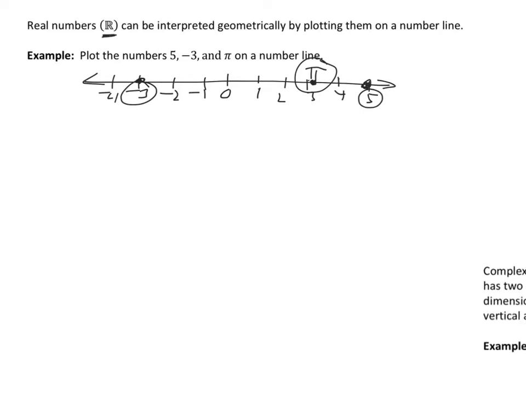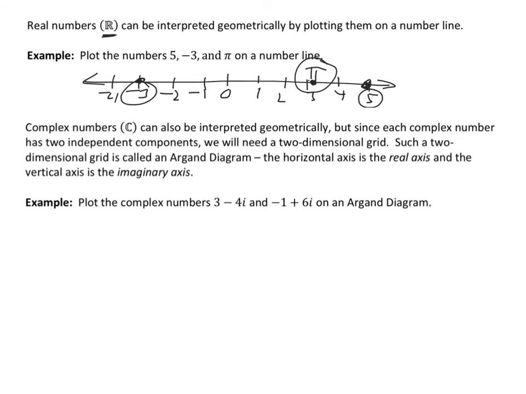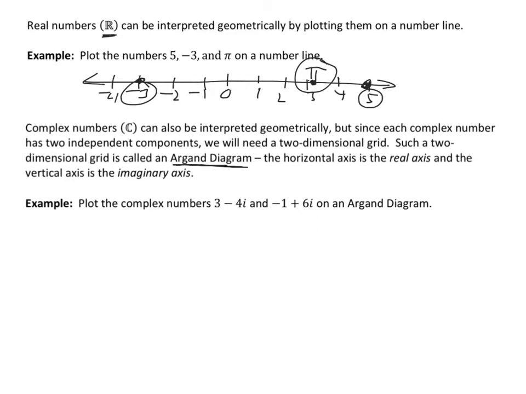Now, to understand complex numbers geometrically, we can do it, but because each complex number has two independent parts to it, we're going to need something two-dimensional to represent it. This two-dimensional grid is called an Argand diagram, named for a mathematician by the name of Argand. The horizontal axis is going to be the real axis, and the vertical axis is going to be the imaginary axis. In a lot of ways, it's going to look really similar to any normal graph you're comfortable with, but instead of labeling these axes x and y, we're going to be labeling them the real axis and the imaginary axis.